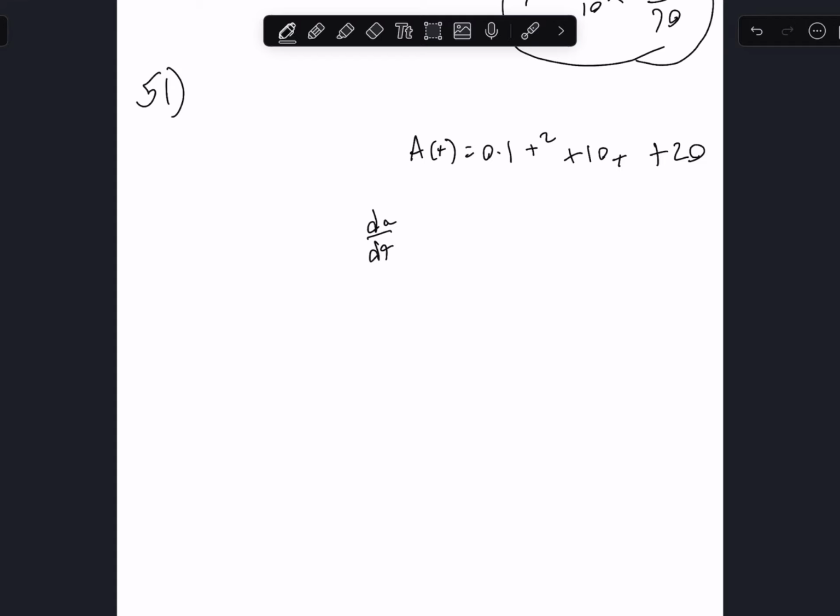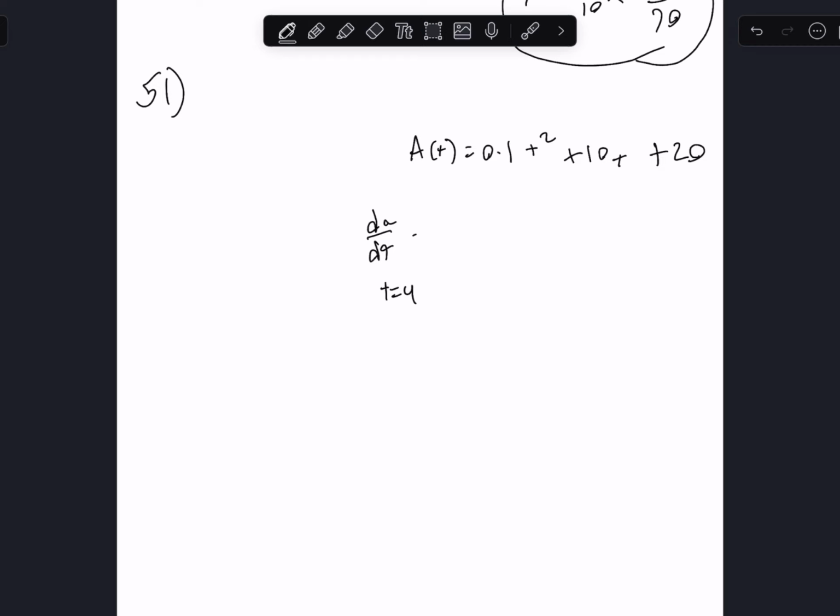And finally, we are on to question 51, which is asking: the gross annual earnings of a certain company were A(t) equals 0.1t squared plus 10t plus $20,000, t years after its formation in 2008. And our question is, at what rate were the gross annual earnings of the company growing with respect to time in 2012? So our t is equal to 4 because 2012 is 4 years after 2008.